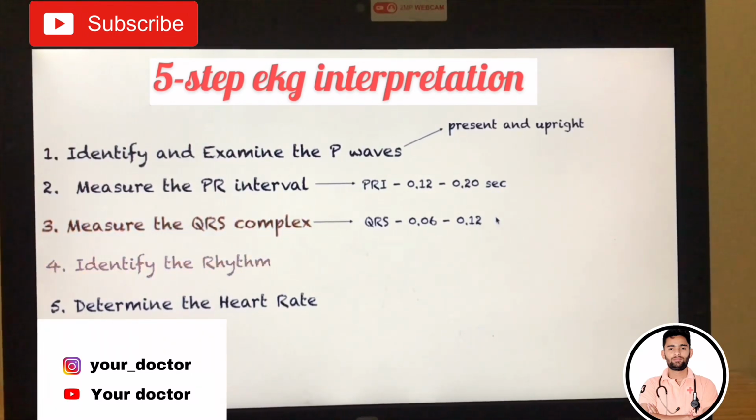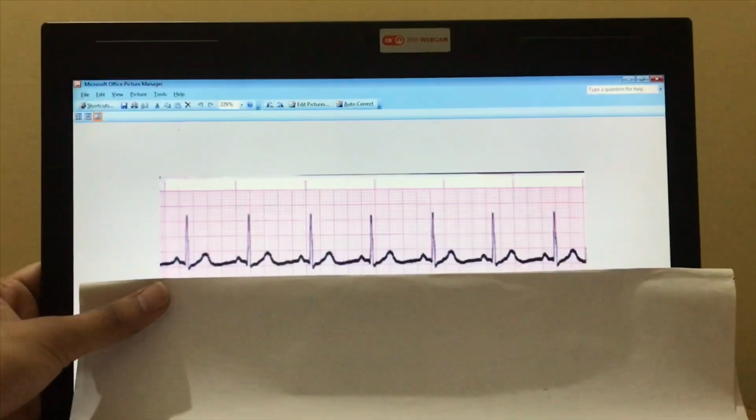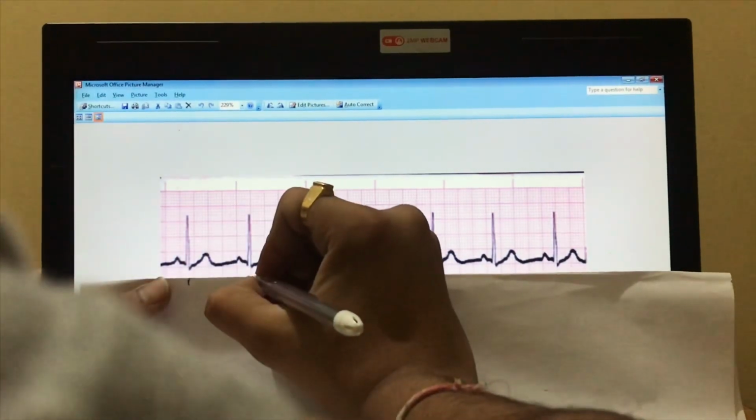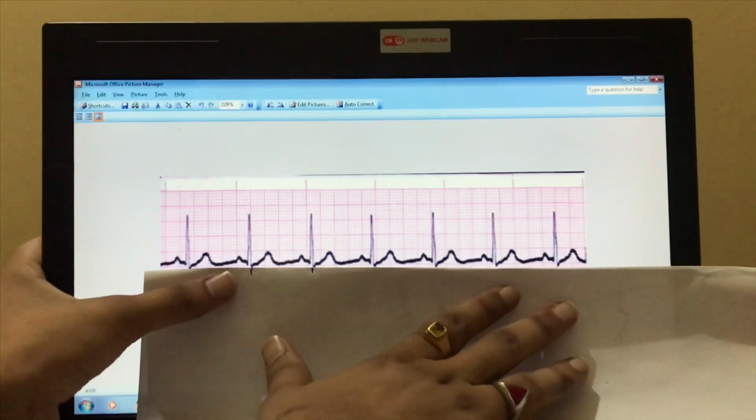Number 4, we have to identify the rhythm of our strip. It could be regular or irregular. The way we do this is to measure the distance between two R's. All you need is a piece of paper. Mark both R distances like this, and if they are the same distance, then the rhythm is regular, otherwise it's irregular.